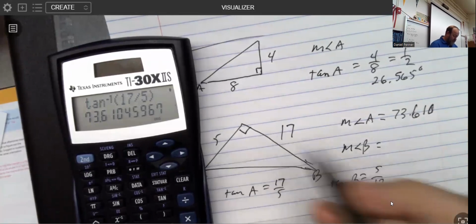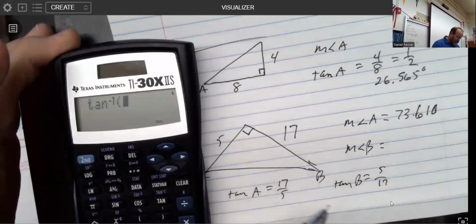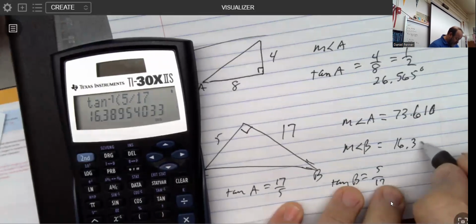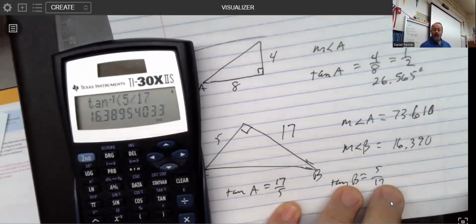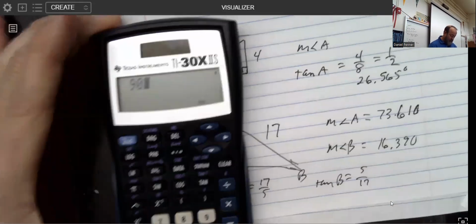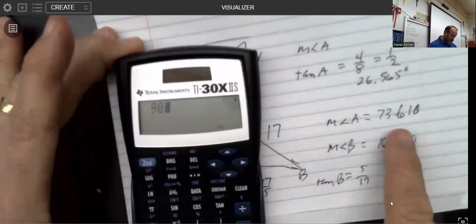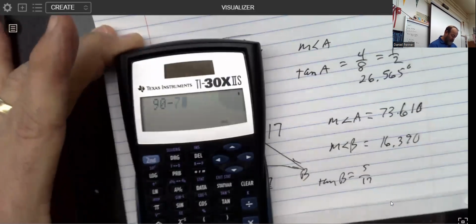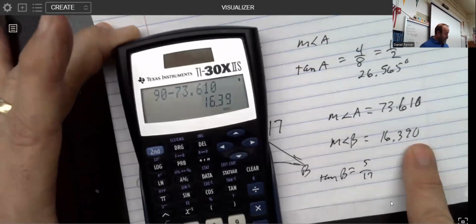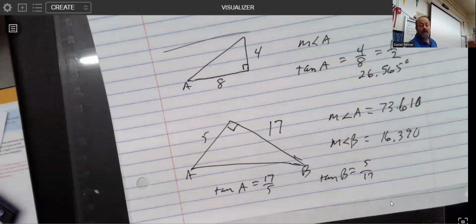Now, in the same way, I could say that the tangent of B would be 5/17. It should be the opposite. So the inverse tangent of 5/17 would be 16.3. But you know what? We probably could have gotten that already because I know that these two angles have to add up to 90. So if I started with 90 and subtracted 73, I got the same answer that I had right here. So again, you could do that problem a variety of ways, and I actually like doing it multiple ways on a test. That way, if it doesn't work the way I know it should, I know I made a mistake.